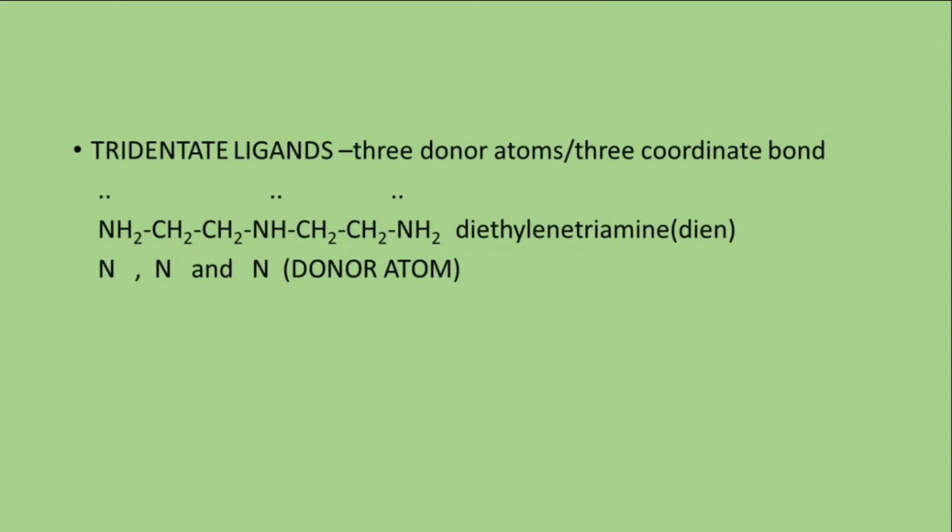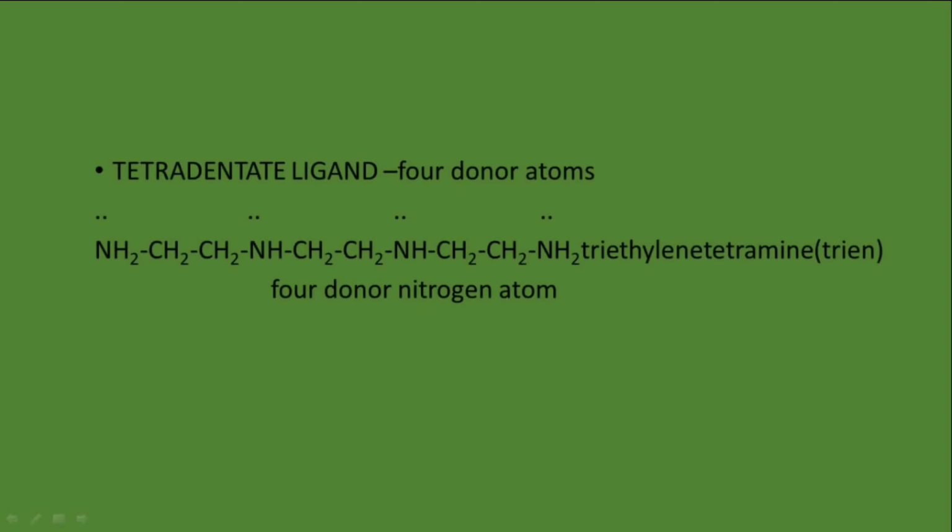Moving on to the tridentate ligands. Now, tridentate ligands are those ligands which have three donor atoms. That means they can form three coordinate bonds. Example, diethylene triamine. Now, when you look carefully at this molecule, diethylene triamine, there are three nitrogen atoms with their lone pair of electrons. So, there are three donor atoms, all of them nitrogen. So, diethylene triamine is an example of a tridentate ligand which can form three coordinate bonds.